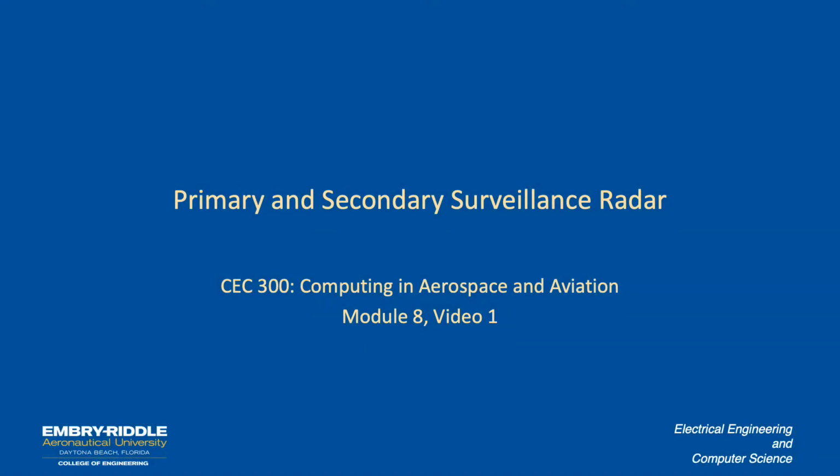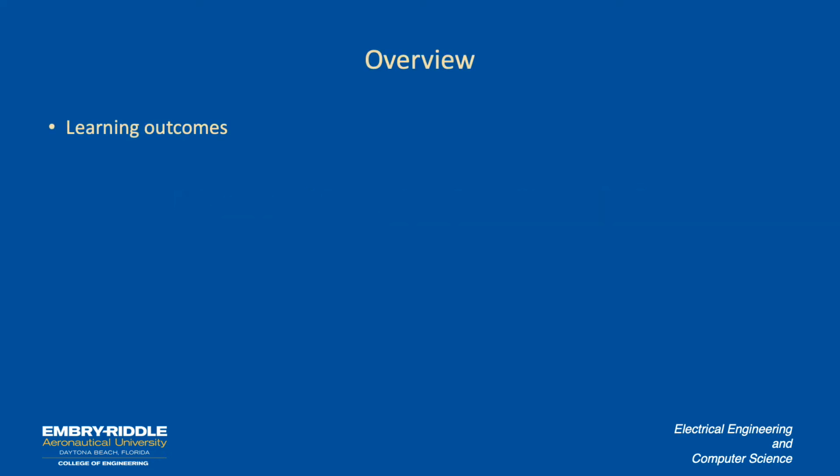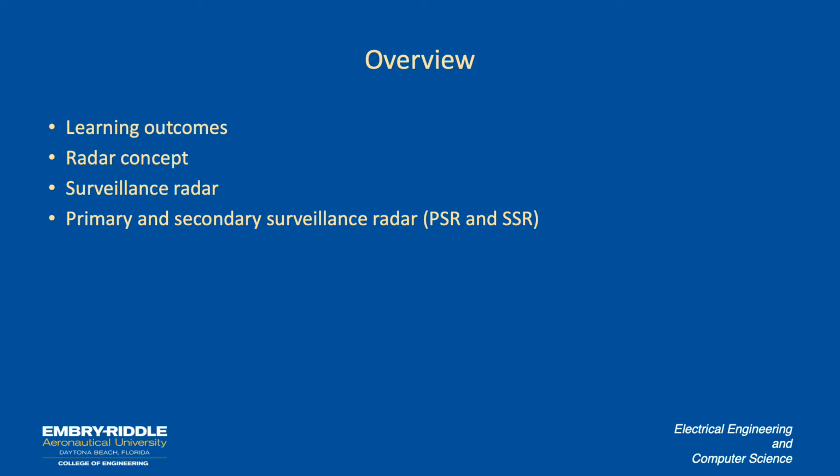In this video, we want to explore primary and secondary surveillance radar. First, we'll look at the learning outcomes. Then we'll look at concepts behind radar and how radar can be used for surveilling aircraft. And then we'll talk about specifics of primary and secondary surveillance radar, particularly the Mode S and Mode C operations of the secondary surveillance radar. We'll summarize what we did and look at what's next.